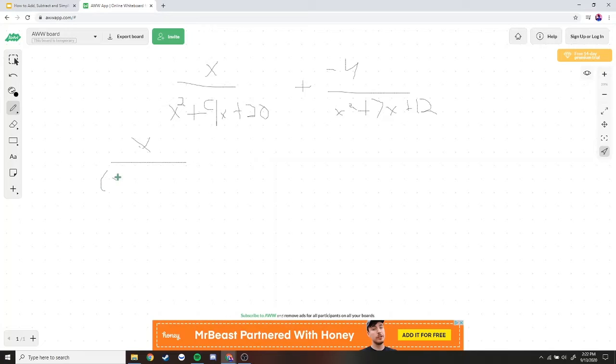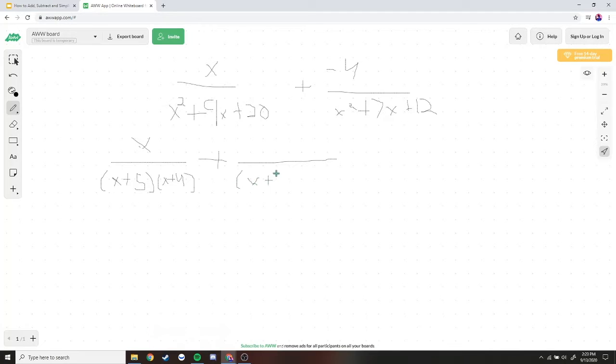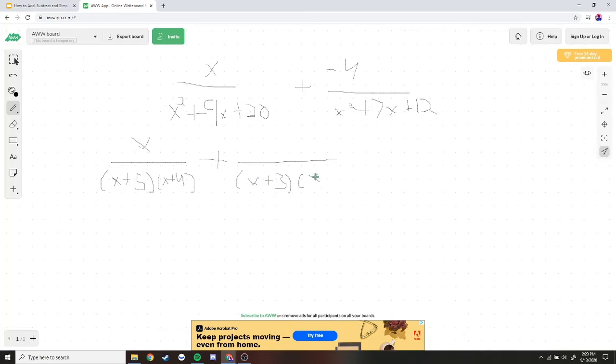So we have x plus 5 and x plus 4. Now, if you need a refresher, I have a video on factoring, so you can go check that out. And on this side, we have x squared plus 7x plus 12. So what multiplies to 12 and what adds to 7? Well, that's just 3 and 4, so both positive. So x plus 3 and x plus 4. So now we need to find a common denominator between these two.